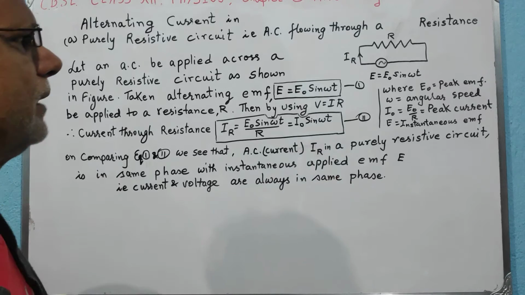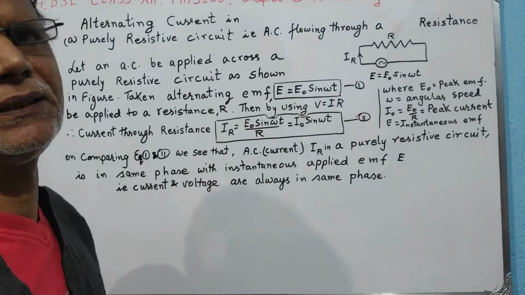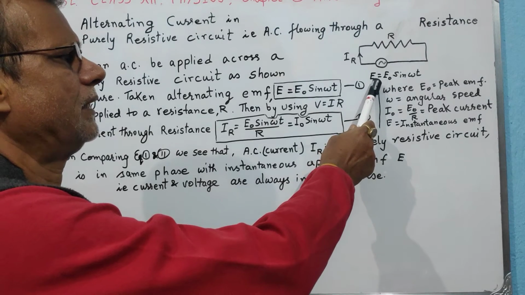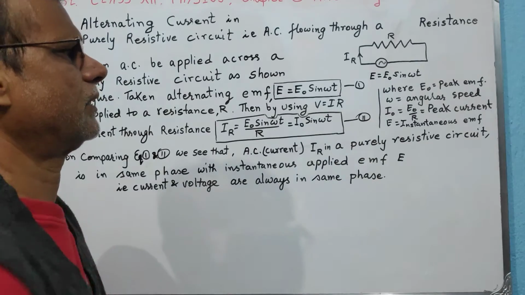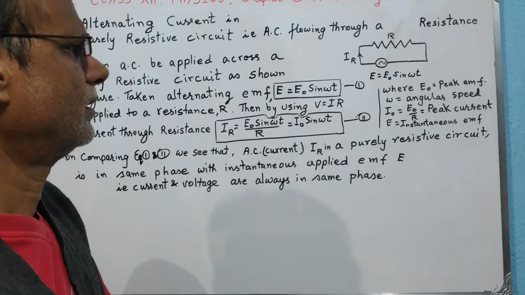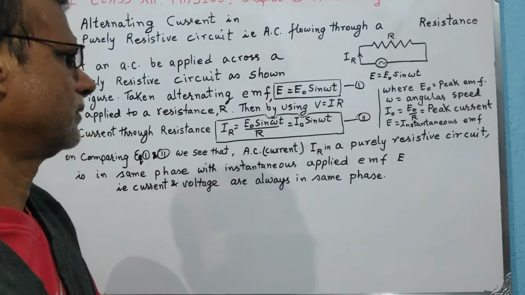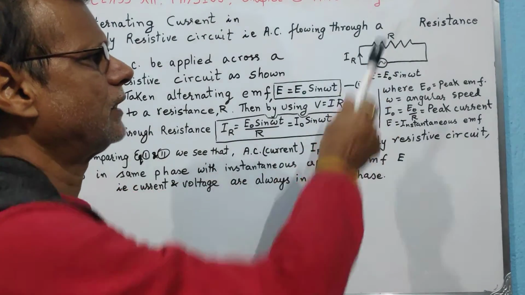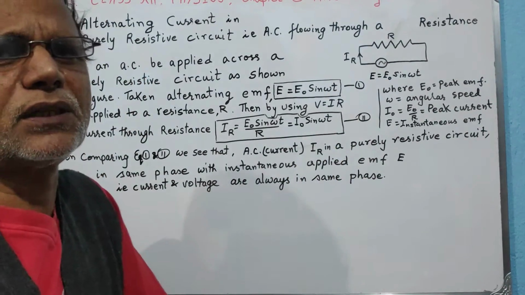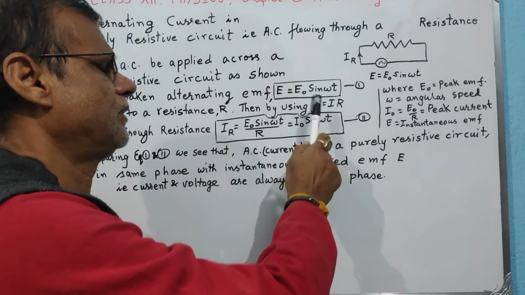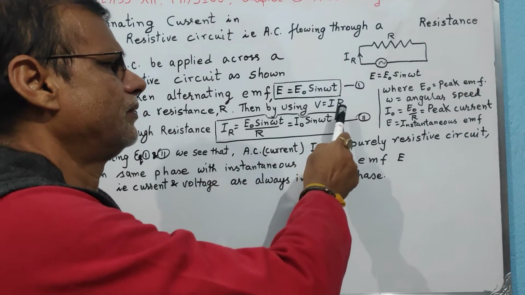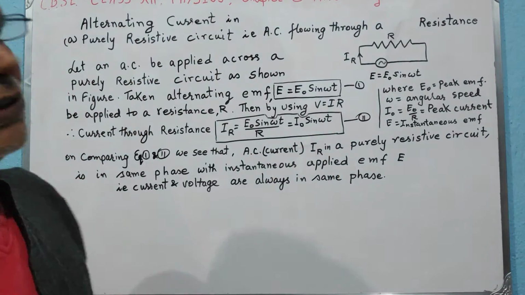Omega is the angular speed and small t is the time elapsed. Here, if we apply some EMF E equal to E0 sin omega t across this resistance, and we call it equation number 1, then the current flowing through the resistance can be calculated by using the famous relation from Ohm's law, V is equal to IR, where V is the potential drop across the circuit, I is the current flowing through the circuit, and R is the resistance of the circuit.